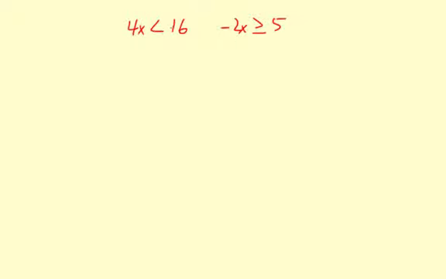So the steps for solving these inequalities are very much like the steps for solving equations. To get the x isolated here, divide by 4 on both sides. The 4's simplify out. You get x is less than 16 divided by 4, which is 4. Pretty straightforward. For this next one, divide by negative 2 on both sides. So the negative 2's simplify out and you get x.